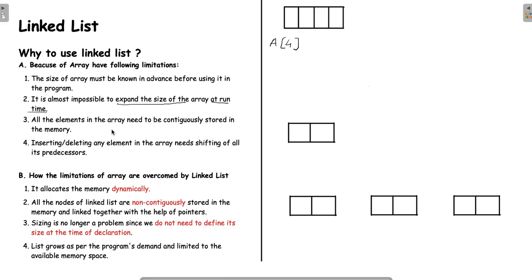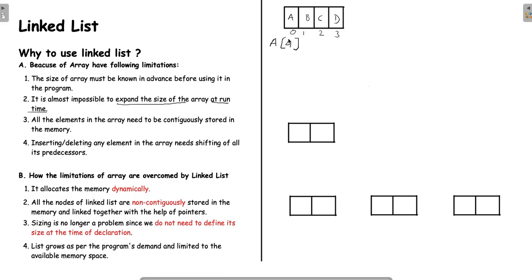In the third point, I have mentioned that all the elements in the array need to be stored contiguously in the memory. What it means is, if you are declaring these variables in the array, they will be maintained under certain indexes. So 0, 1, 2, 3 are the index numbers which we generally keep, and whatever data you put, for example A, B, C, D, this is the data which I have put. Now this should be in sequence.